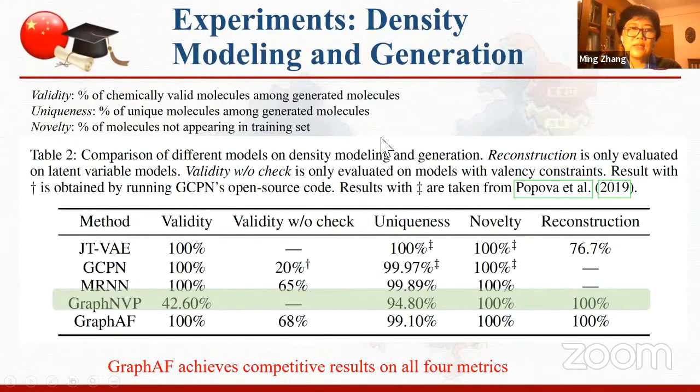So for the experiment, we can see from this table that GraphAF achieves competitive results on all the metrics. So that's for validity, uniqueness, and novelty mostly. And also we have some restriction on this metric.